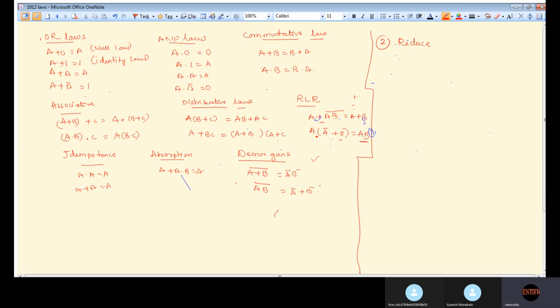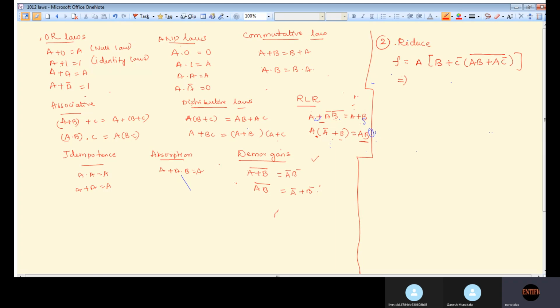You tell me the final answer, what you are getting. F is equal to A, bracket B plus C bar, into AB plus AC bar, whole bar. Okay, so this is the question, and you reduce this and tell me the answer.